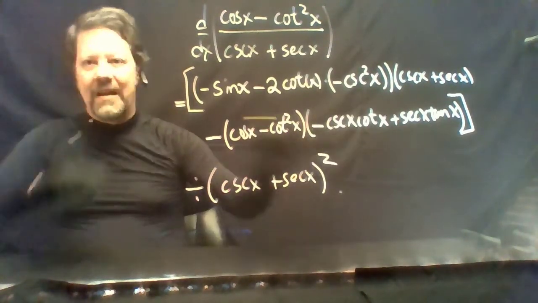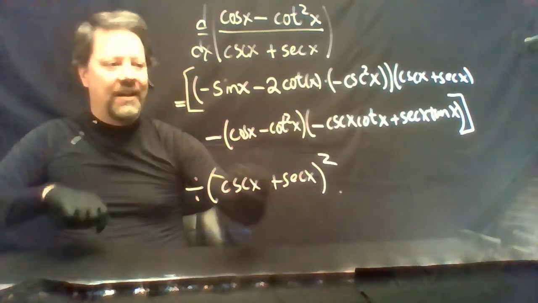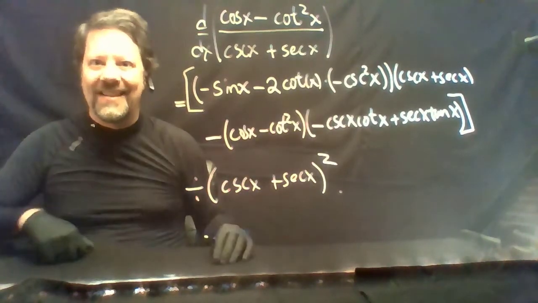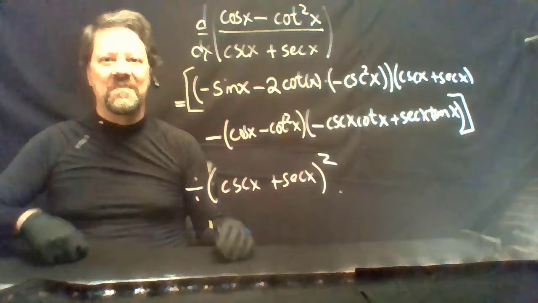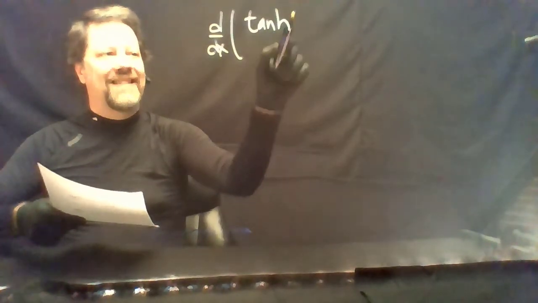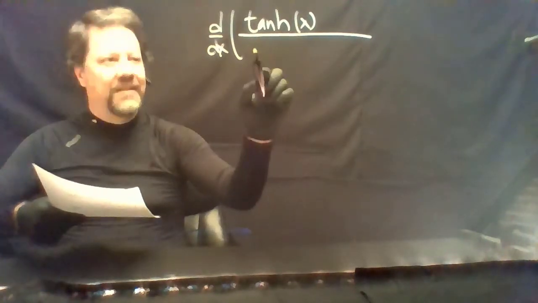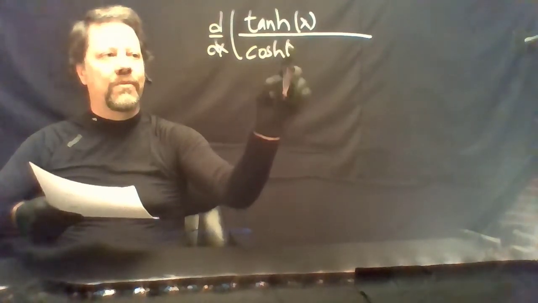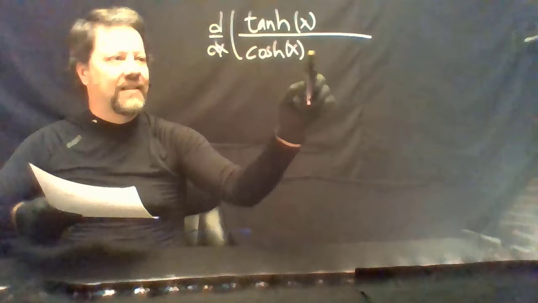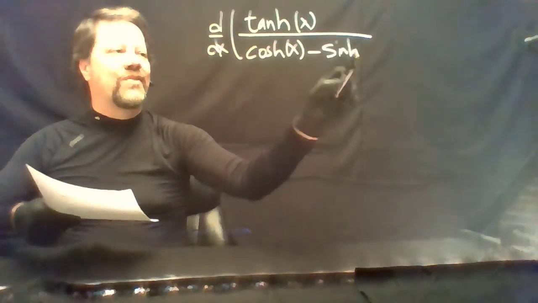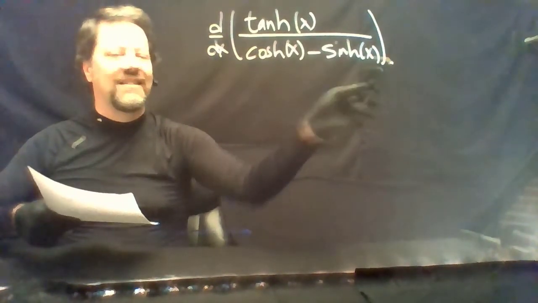On paper, you might be able to write this on one line, and you won't have to break this up as awkwardly as I had to do here. We're down to our last problem, where we're taking the derivative of the hyperbolic tangent of x, divided by cosh, or the hyperbolic cosine, minus sinh, or the hyperbolic sine.